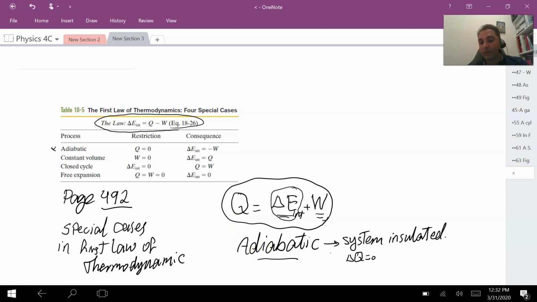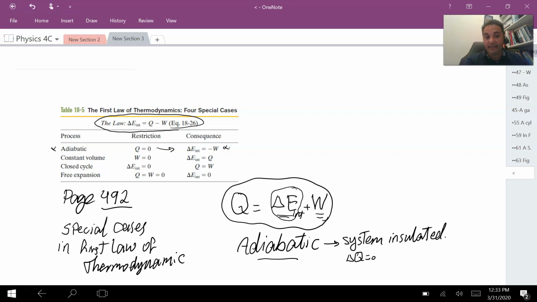So what does adiabatic process mean? The system is completely insulated, and your book says an adiabatic process is one that occurs so rapidly, or occurs in a system that is so well insulated, that no transfer of energy as heat occurs. So no transfer of energy. So if Q becomes 0, and if you substitute it in this equation, delta E becomes what? Minus work done by the system.